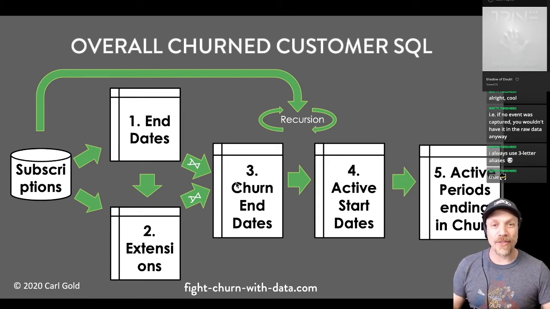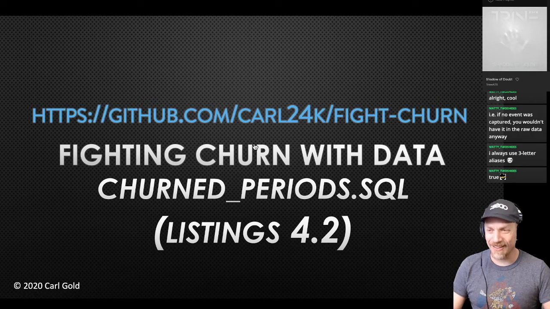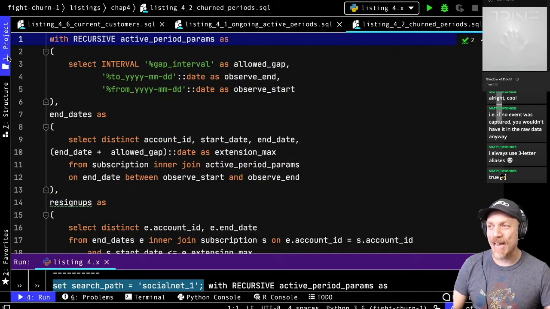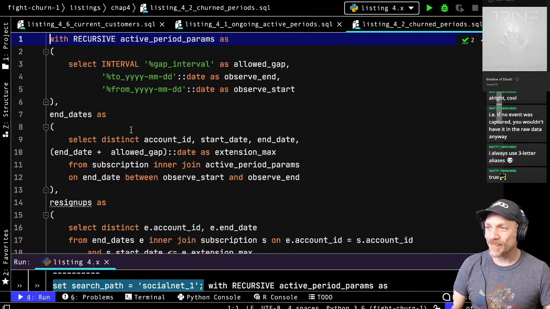Then once you find those, you have to do your little recursive trick to find the start date, given the churn end date. So this is why I said this is like the most crazy SQL up to this point in the book. This is chapter 4, and this is the worst SQL yet. Let's look at the worst SQL up to this point. There's maybe a worse SQL in chapter 6, or well, worse algorithm. This is probably the worst SQL. This is the churn periods. Okay, so what are the different parts of it?